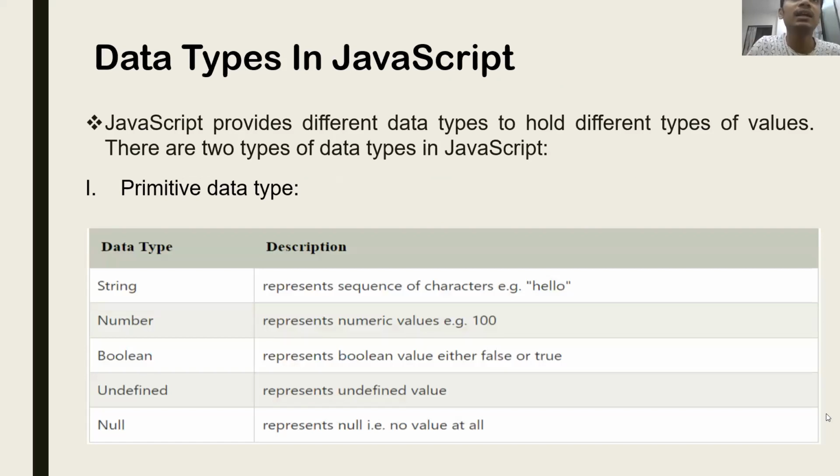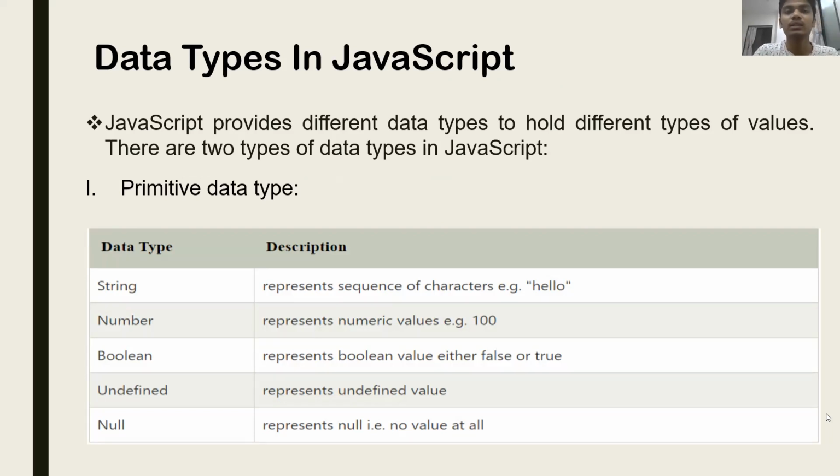Next is data types in JavaScript. Data types are different types of values which can be in various forms. There are two types of data types. The first one is primitive, and the second is non-primitive. Primitive data types include string, number, boolean, undefined, and null. String is just a collection of characters. The second one is number. Number can be anything, like a floating value, integer, etc.